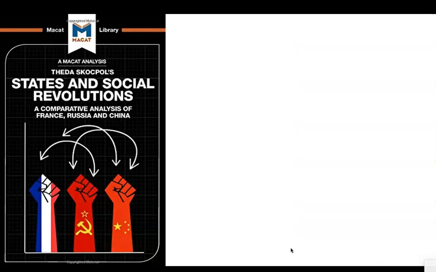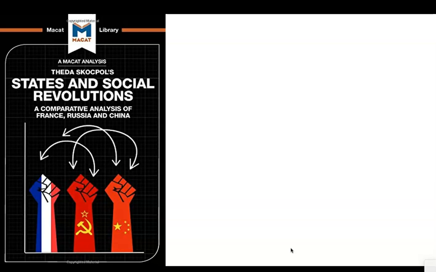Theda Skocpol is a huge figure here in sociology, and sociology is the main social science, well, I guess political science as well, and anthropology, I suppose, that really uses the historical method. So Theda Skocpol's huge analysis that broke onto the scene, I believe, in the 1980s was States and Social Revolutions, a comparative analysis of France, Russia, and China.